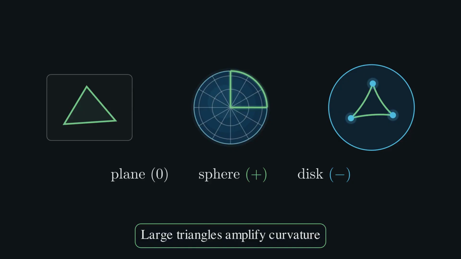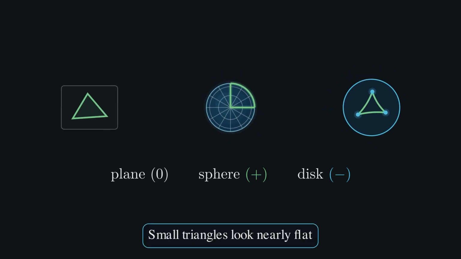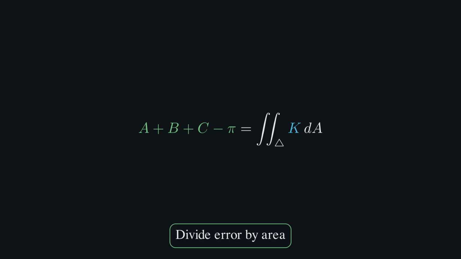On each constant curvature surface, enlarge the triangle. The signed angle error grows in magnitude with the enclosed area. Shrink them. Every sufficiently small triangle approaches 180 degrees, because a tiny neighborhood of a smooth surface looks almost planar. For a geodesic triangle, signed angle error equals the integral of Gaussian curvature over its interior. Dividing by area gives the average curvature.